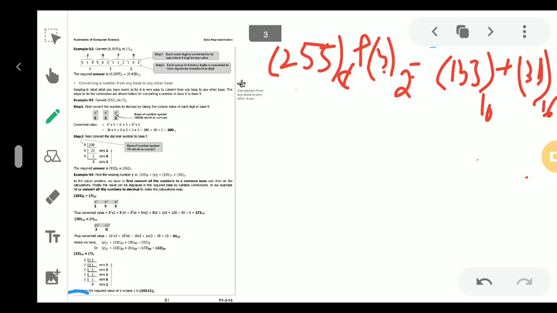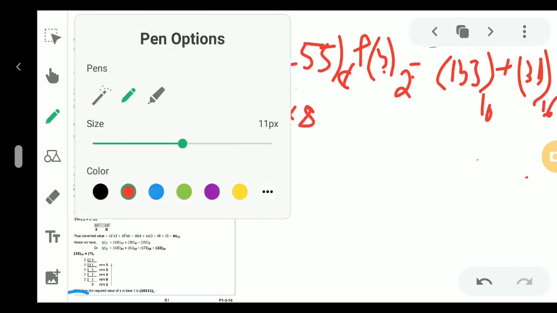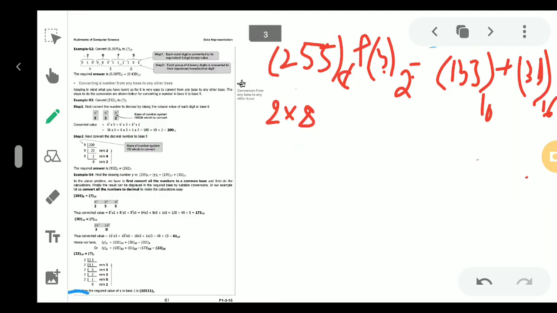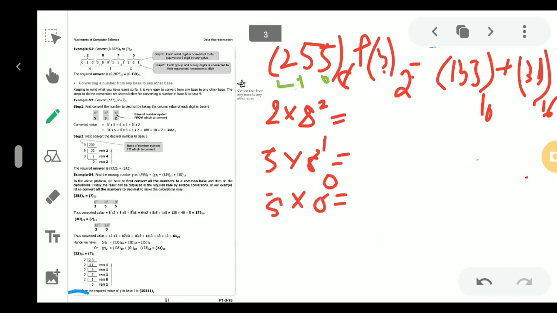This is clear, I hope it is clear. Anything that is given, first convert it to base 10. So if you convert, you put the positions 0, 1, 2. It becomes 2 into 8 to the power 2, 5 into 8 to the power 1, then 5 into 8 to the power 0.